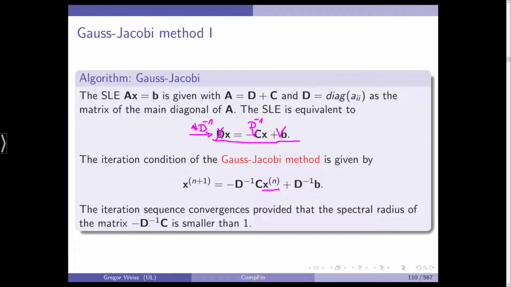And the iteration sequence for the Gauss-Jacobi method converges provided that the spectral radius of this matrix here is smaller than 1. I'm not going to prove this. You can look it up in the corresponding textbooks on numerical analysis, but this is actually the Gauss-Jacobi method with a very, very simple iteration condition. Just take the matrix A, split it up, and then you have to invert D, multiply it with C, and then you have the iteration sequence.